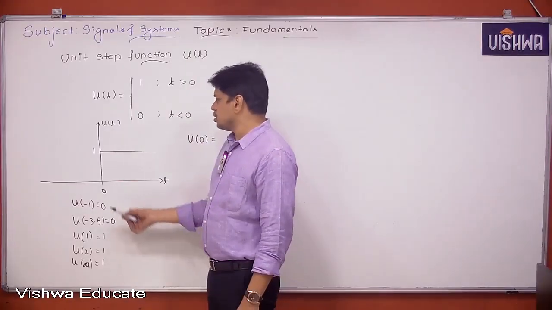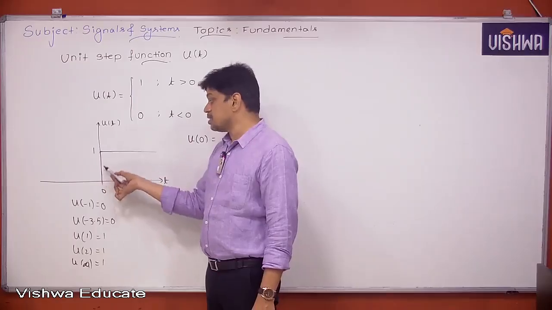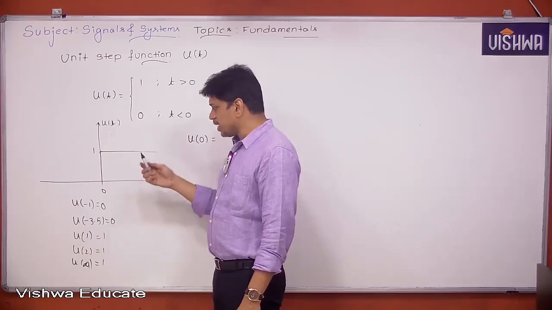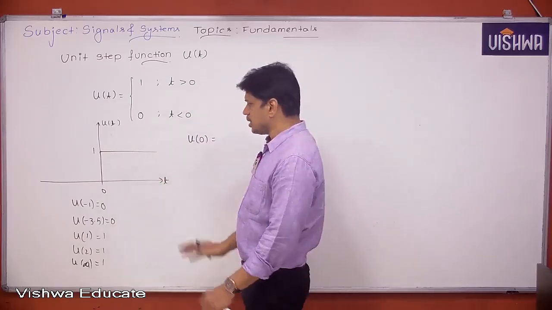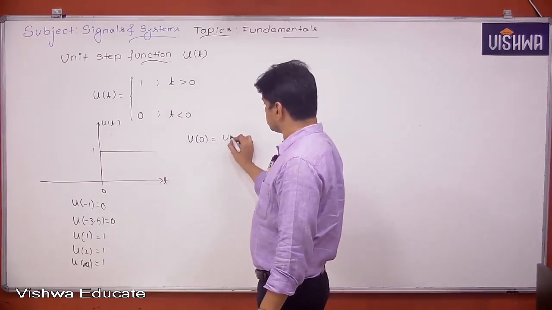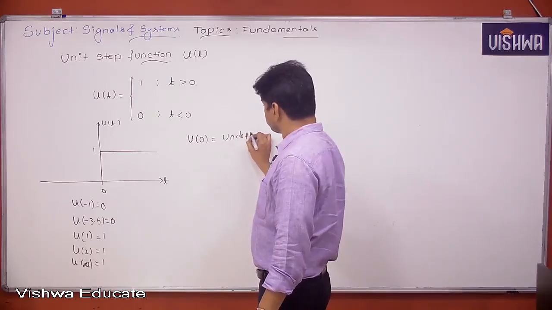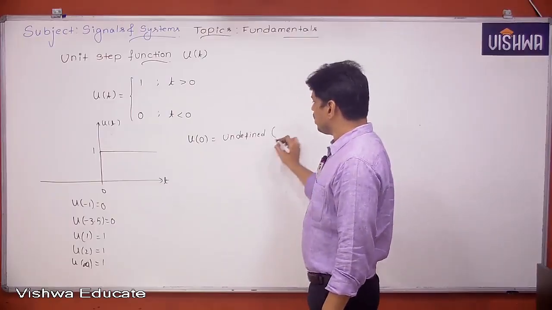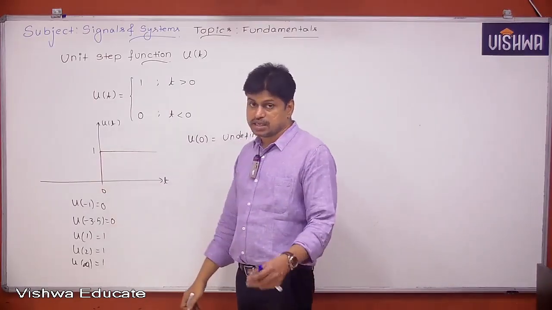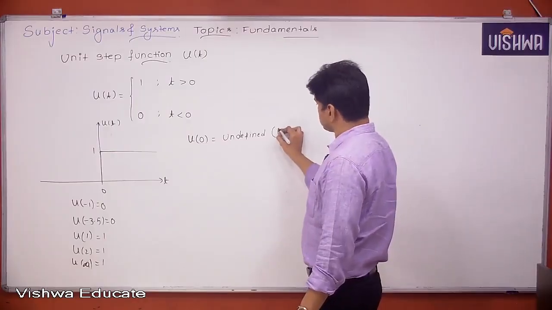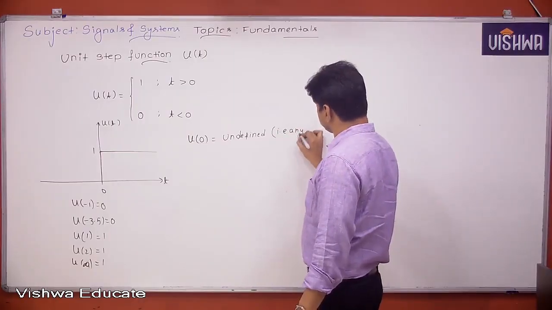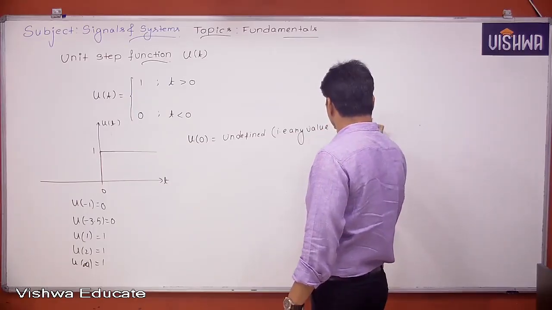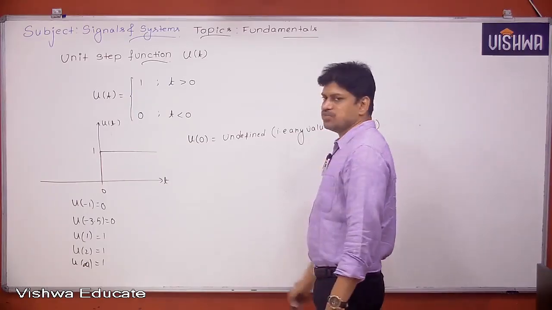If you observe carefully, at t equal to 0 there is a discontinuity. Just now we have seen that if there is a discontinuity and you try to find the value at the discontinuity, the correct answer is undefined. The correct value is undefined. That means it can take any value between 0 to 1.